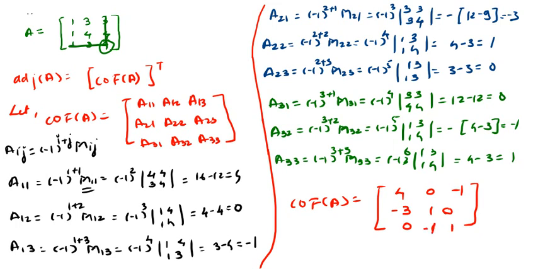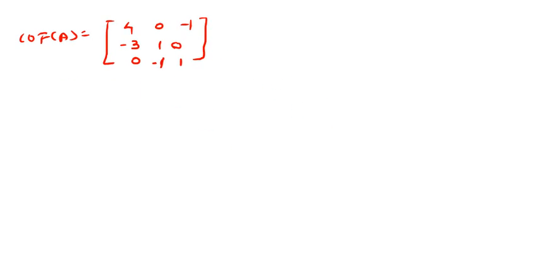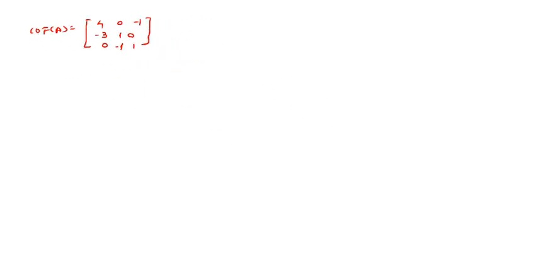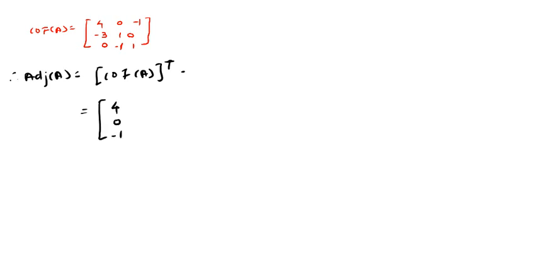Now after getting the matrix of cofactors, we can find the adjoint of the given matrix A, so that we can find the inverse of the matrix A. Okay, so this is our matrix of cofactors. Therefore we need the adjoint of A, and that is what? The transpose of the matrix of cofactors of A. So taking the transpose, this will be 4 0 -1, -3 1 0, 0 -1 1.